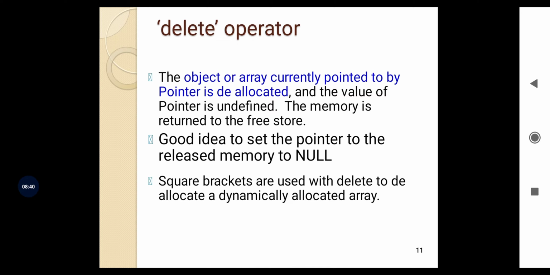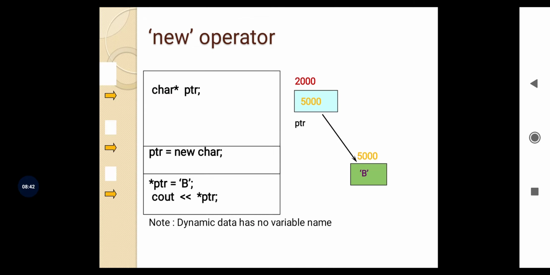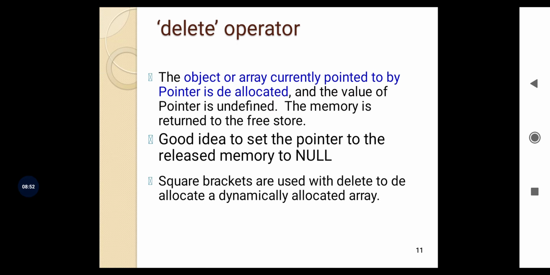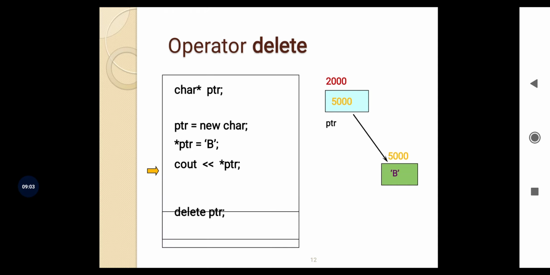So the delete operator removes the pointer's address. The PTR in the previous example was holding the address of the memory location where the value was allocated. We just clear out the address of PTR. When you clear out the address, the pointer to the released memory, we set it to null. So let's look at a simple example of how that is done.